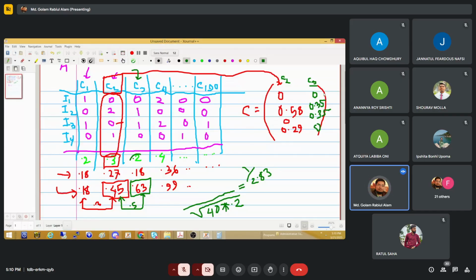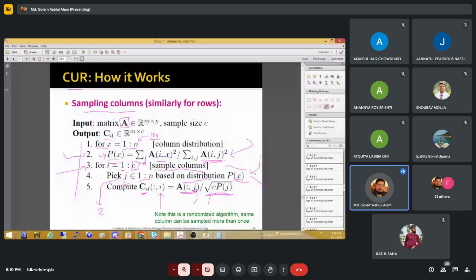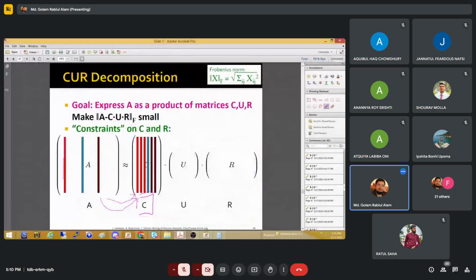So that means in this way, if we consider our small c value, c equals 40, we need to take 40 columns in a similar manner. I think we understand how to select the columns, that means how to find our C, the column matrix.